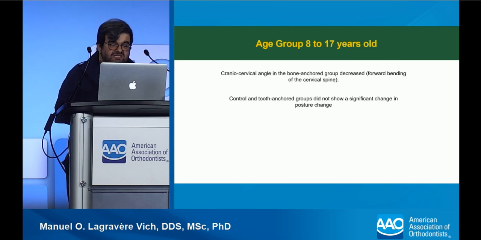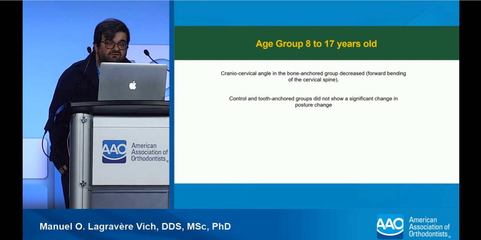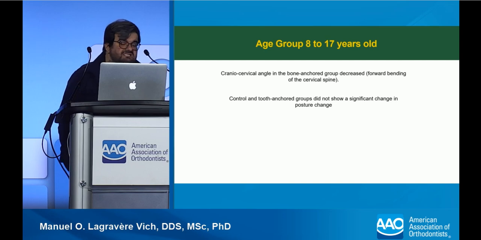So what were the conclusions? The craniocervical angle in the bone-anchored group decreased, showing forward bending of the cervical spine, and the control and tooth-anchored groups did not show a significant change.